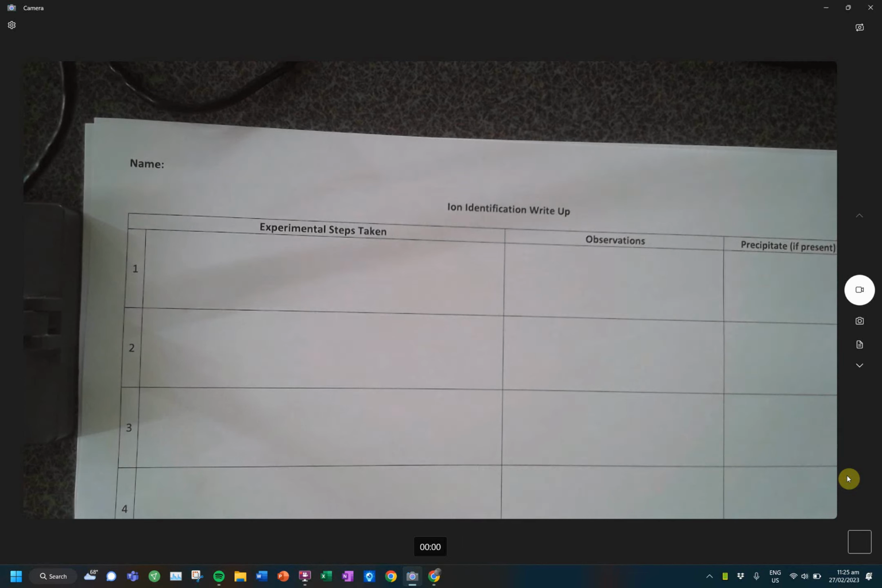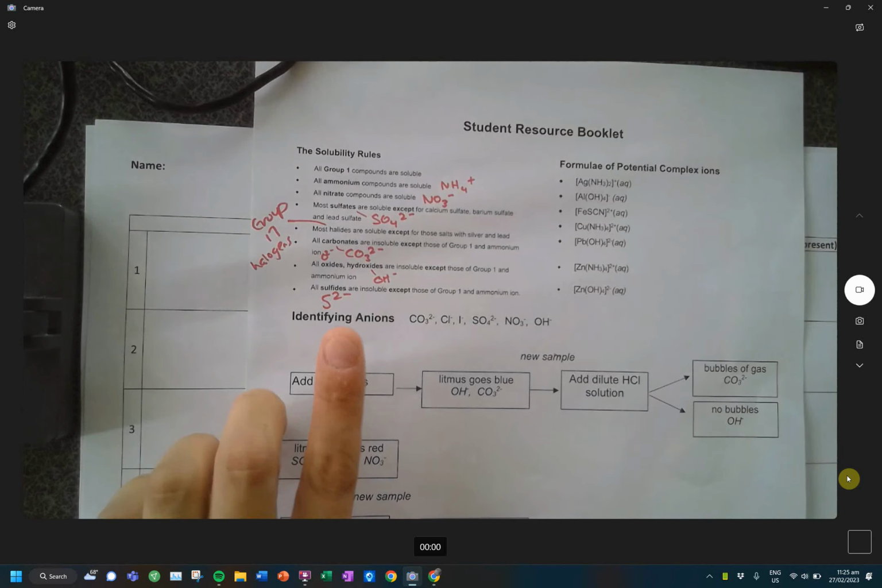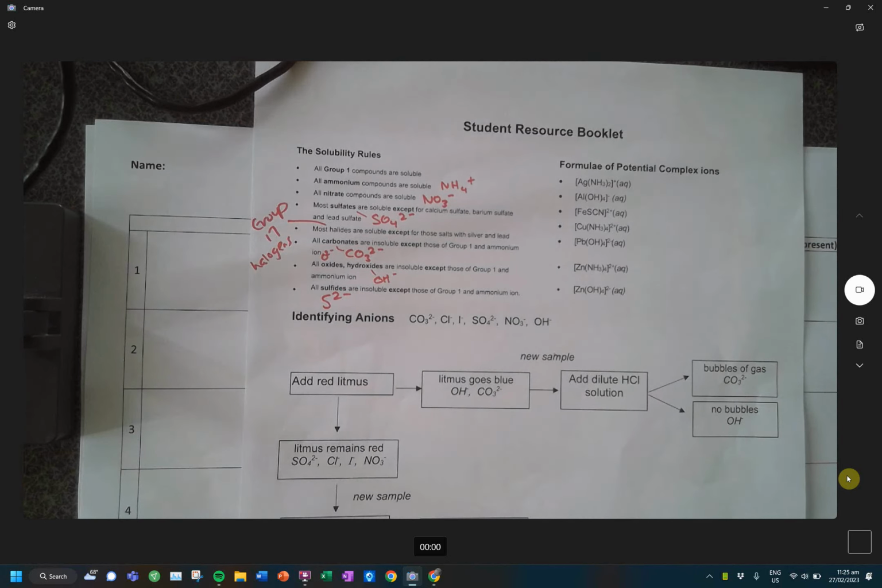Cool. Okay, let us begin. So like I said, we are learning how to use our resource sheet. In particular, we're learning how to identify the cations today. So there's cations and anions. You will need to be able to identify both of them.